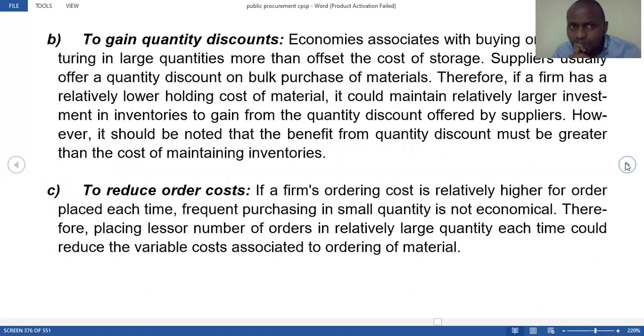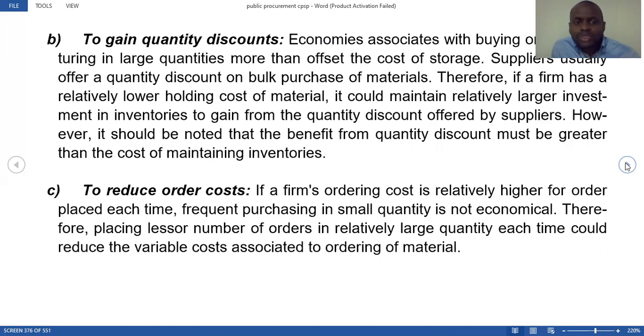Then the other one is to gain quantity discounts. Some organizations always want to buy in bulk so that they benefit from what is called economies of scale, where they can get discounts, both quantity discounts or price discounts, depending on the agreement with the various suppliers. So they always like waiting until they buy in bulk.